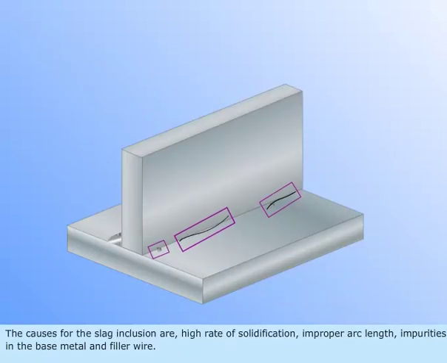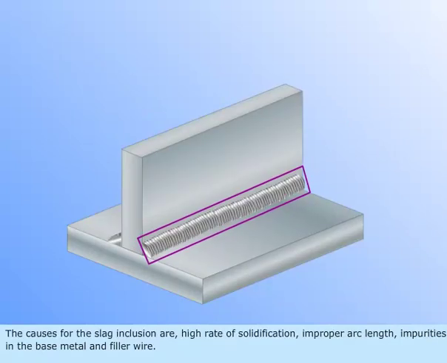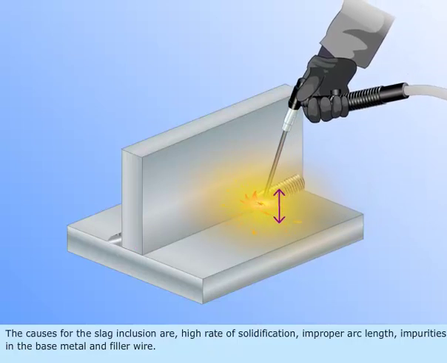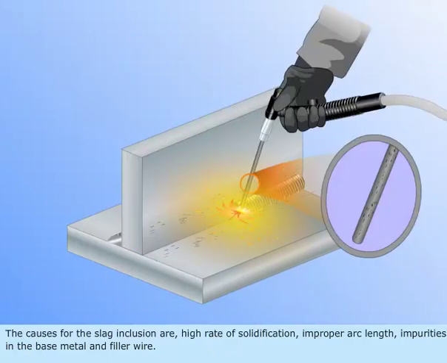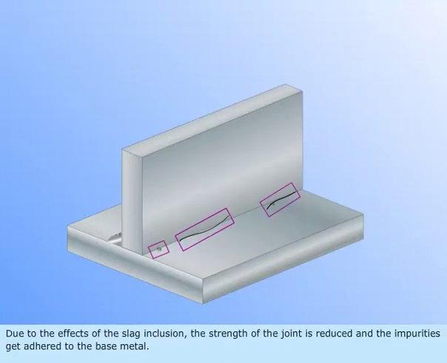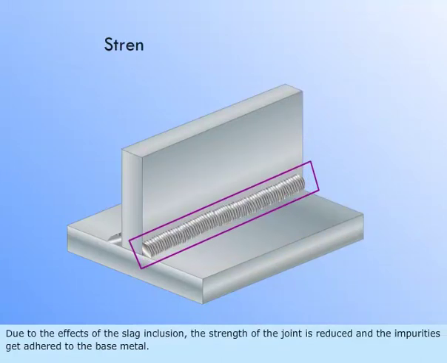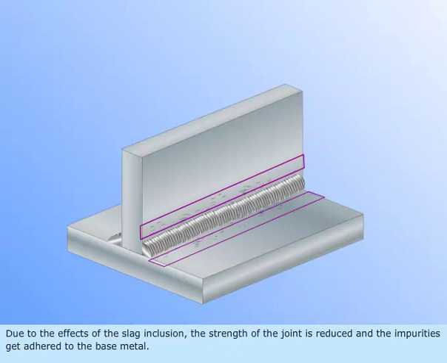The causes for the slag inclusion are high rate of solidification, improper arc length, impurities in the base metal and filler wire. Due to the effects of the slag inclusion, the strength of the joint is reduced and the impurities get adhered to the base metal.